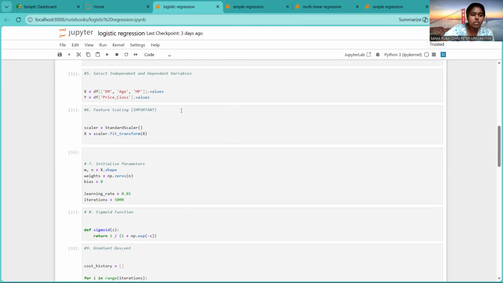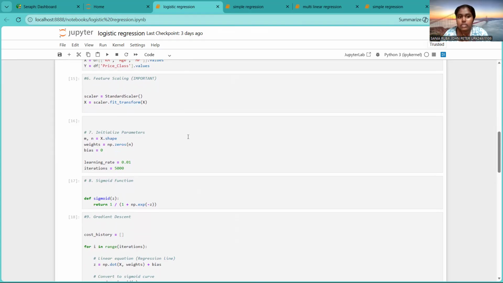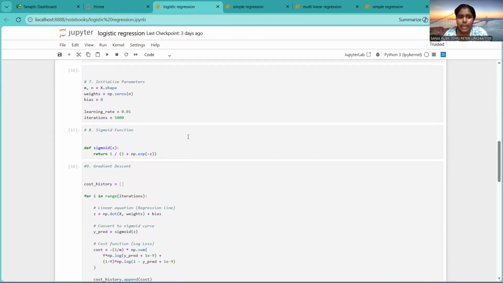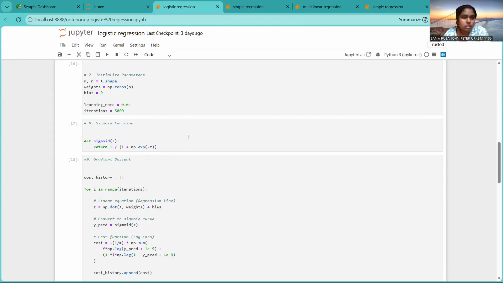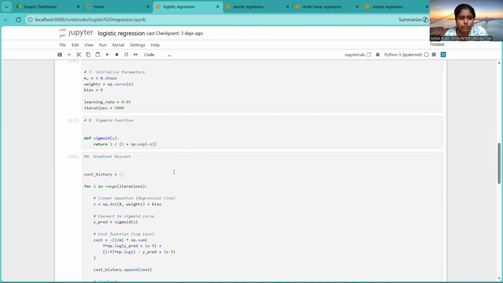And the next step is feature scaling. I will scale my features. It is a very important step to scale, because I'm going to classify zero as cheap or one as expensive, and I'm going to initialize the parameters. For that, we give this linear equation, which is similar to linear regression: z = b0 + b1x1 + b2x2 + b3x3. So this is inserting the parameters for the sigmoid function.